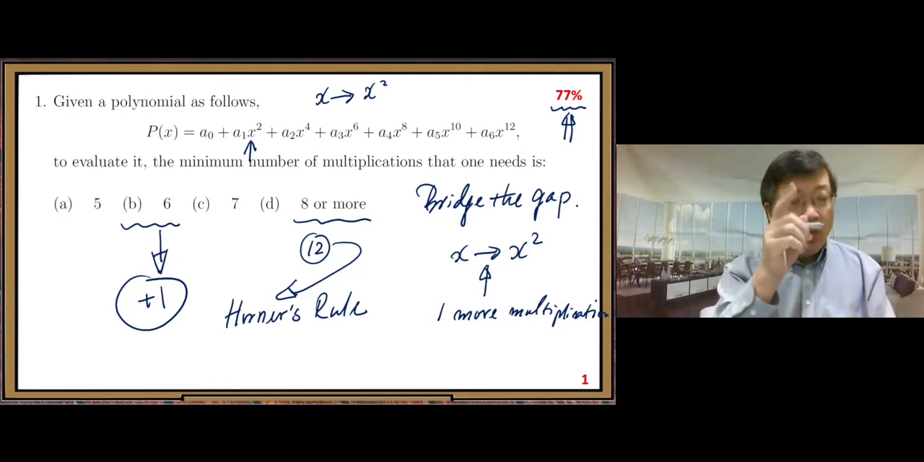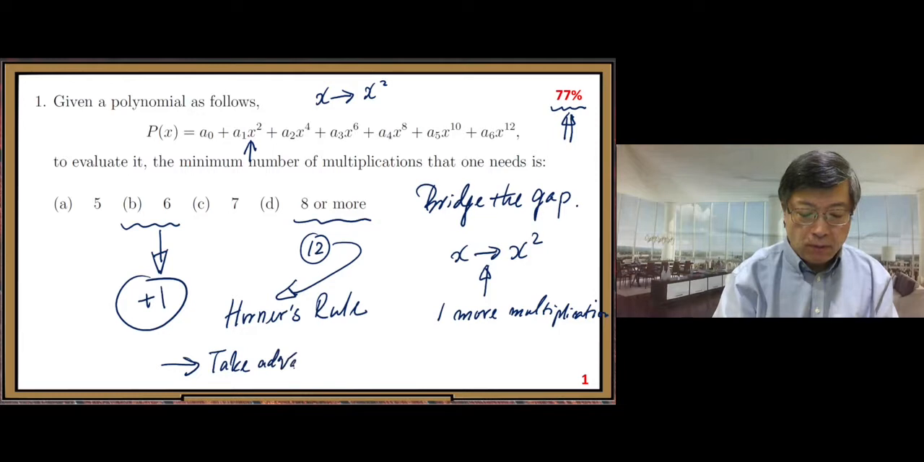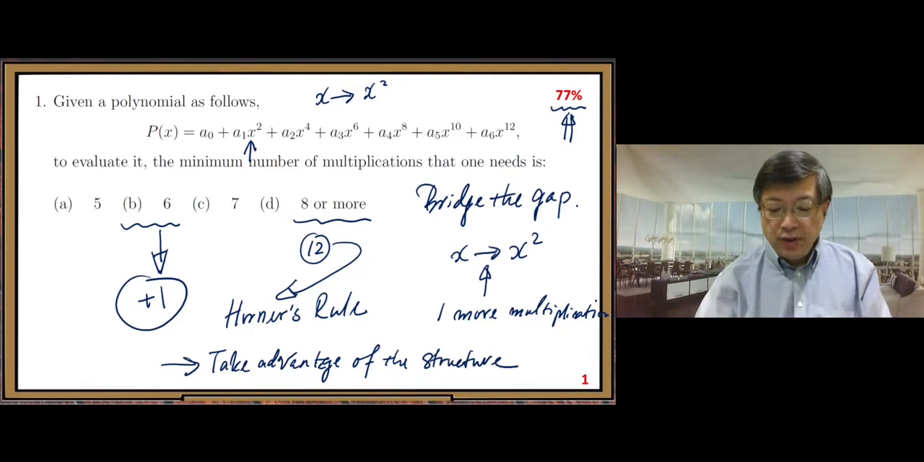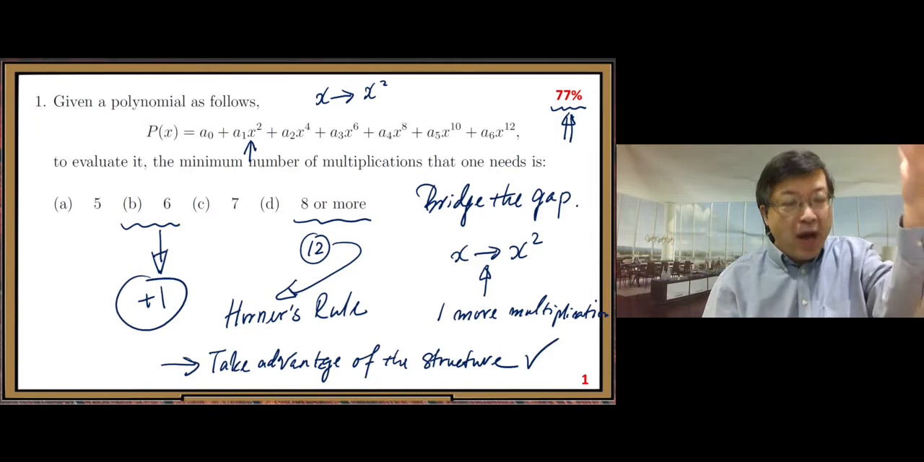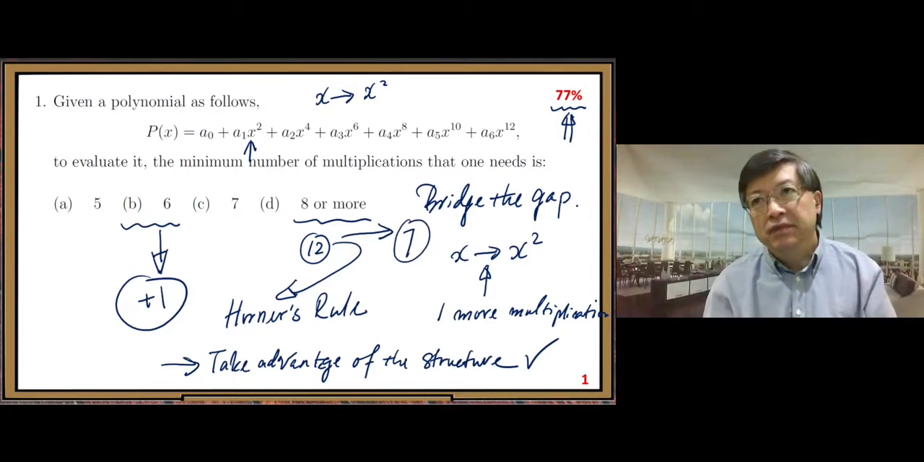But here, we need to explore, or take advantage of, the structure. We have a special structure here. That square structure. You need to take advantage of that. Then you can reduce the number of multiplications by 5, from 12 to 7. That's big. That is big.